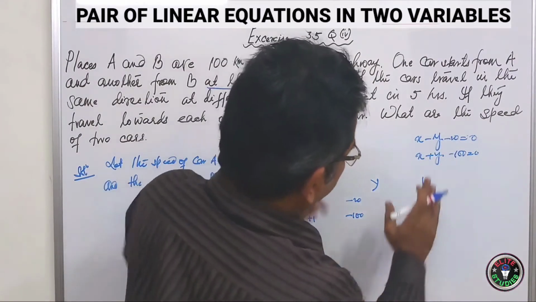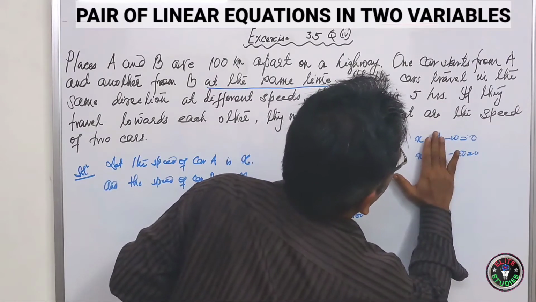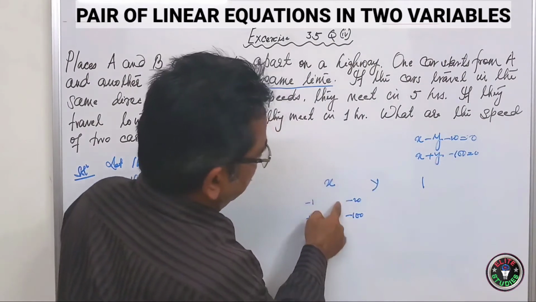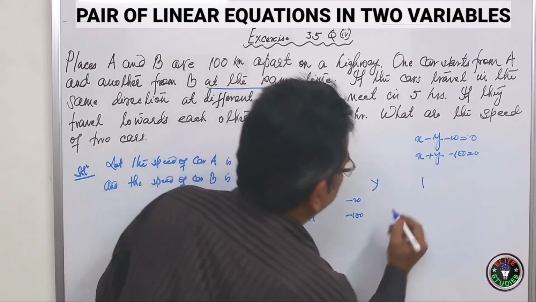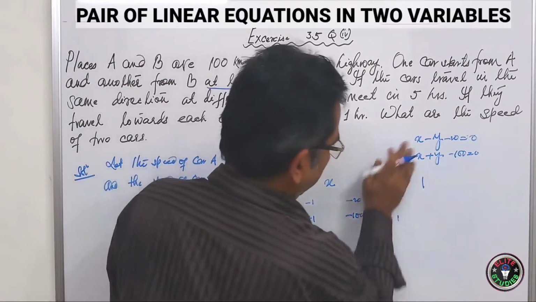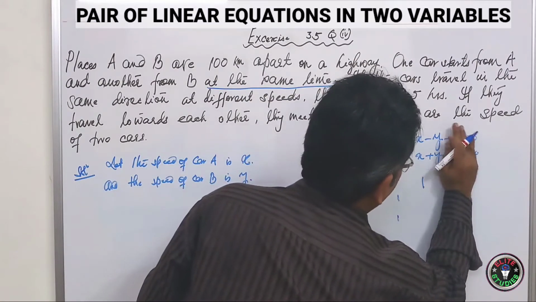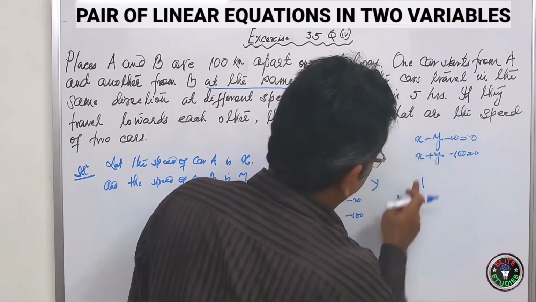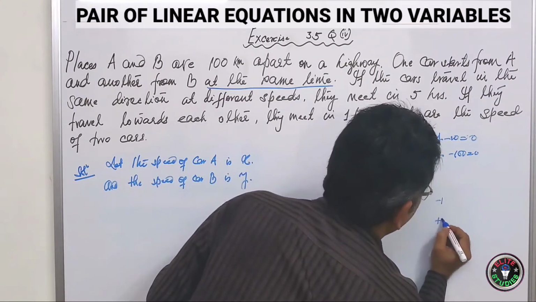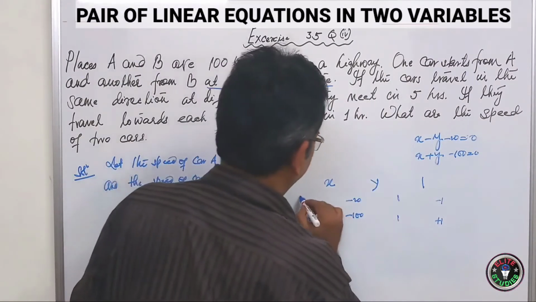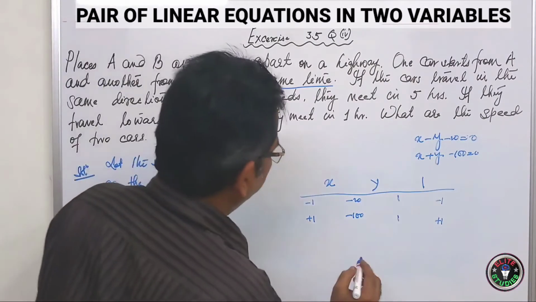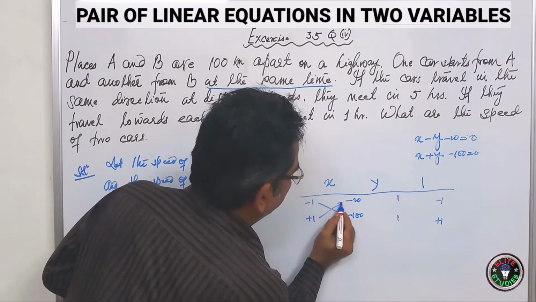Now for y, you cover y. Now you can see 1, 1, minus 20, minus 100. Minus 20, minus 100 are already written, so we are left with 1 and 1. Now for 1, you cover the constant term. You are having minus 1, plus 1. Like this. Now cross multiply.